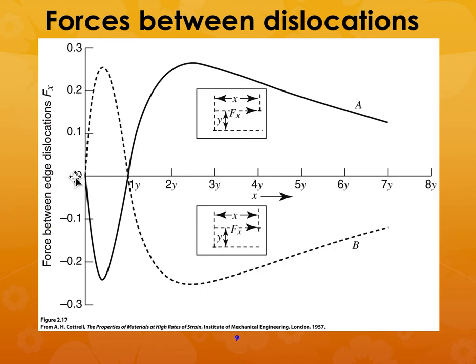Here y would be equal to the distance between the planes. If they are one atomic plane away from each other, they have the least amount of force. But the closer they are, there is a lot of force, and it makes it very hard for those dislocations to start moving.